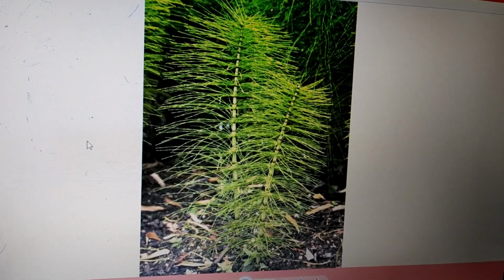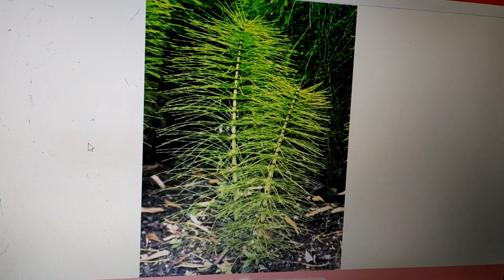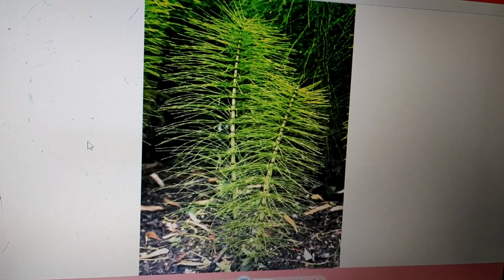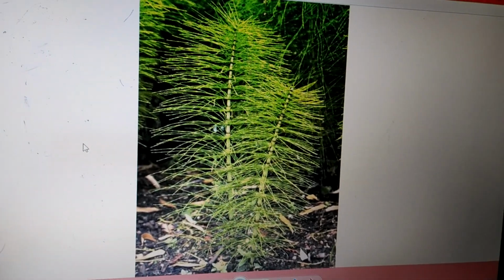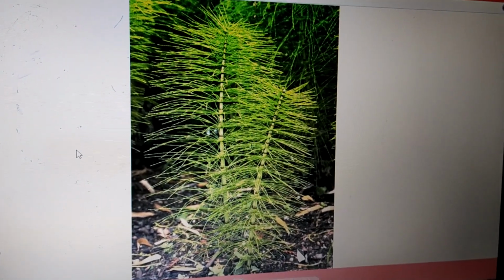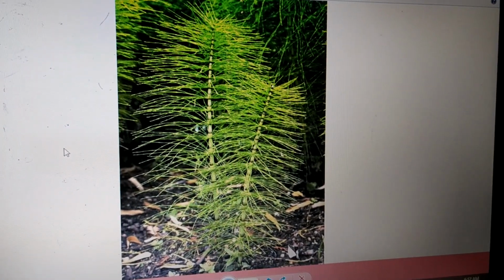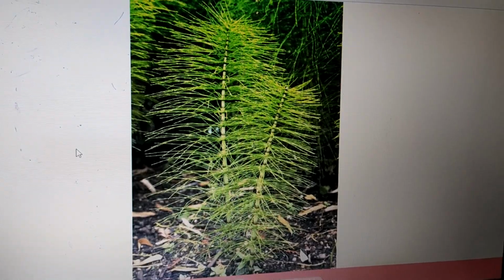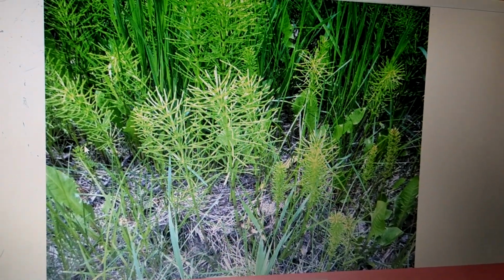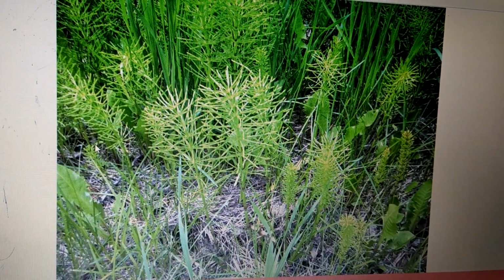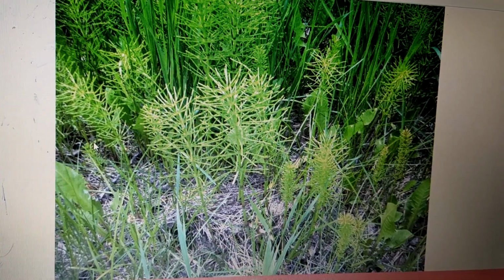And apart from this, in earlier days, because of this rough feeling, they used Equisetum as a scrubber. They used to clean their pots and vessels with the help of this outer layer. So these are some of the uses of Equisetum. This was an introductory session regarding Equisetum habit and habitat.